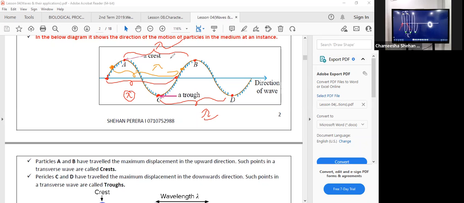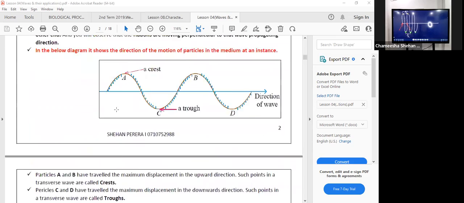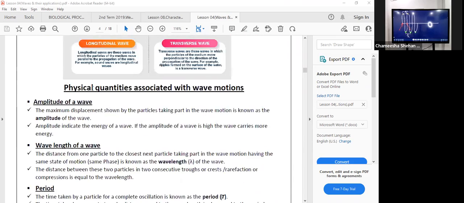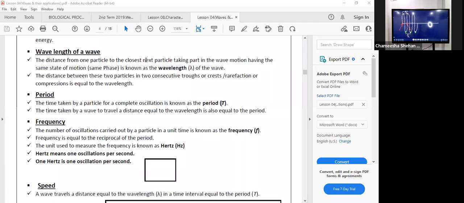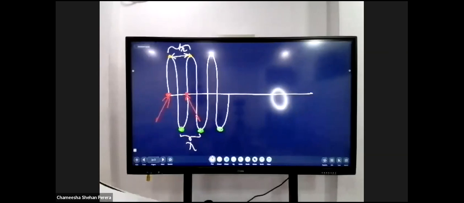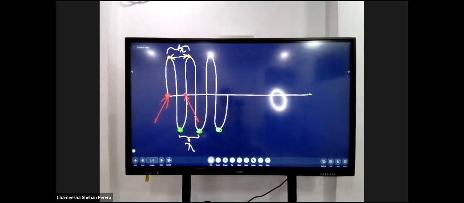Right? So remember well: wavelength means the distance between two consecutive particles with the same state of motion in the wave. Very important, highlight this. So what is wavelength? It is the distance from one particle to the closest next particle. That is the meaning of consecutive: the closest next particle. The distance between two particles next to each other in the same state of motion is called the wavelength. Okay? That is how we obtain the wavelength.